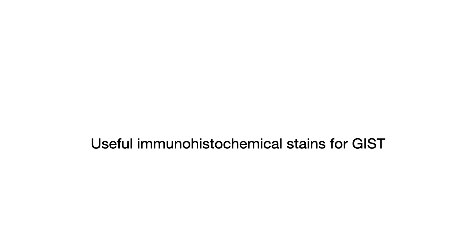What are the useful immunohistochemical stains for GIST? In a lot of cases, GISTs exhibit a wide range of histomorphologic features. They can range in appearance from relatively bland spindle cells to highly atypical, and you can even see GISTs that are not spindle cells at all. They may have an epithelioid appearance, very similar in histology to carcinomas.